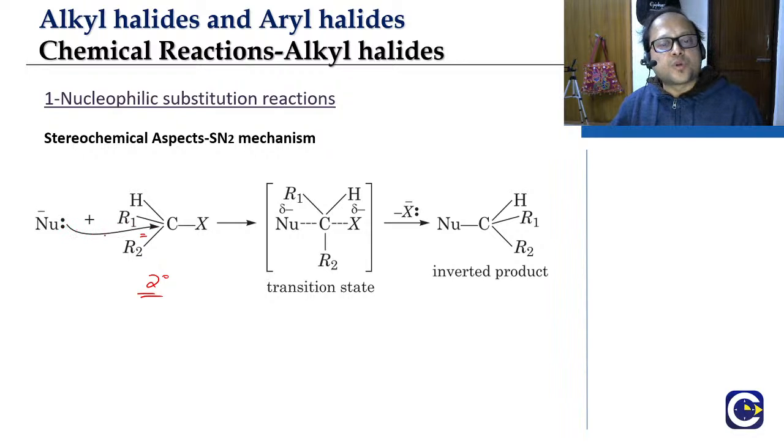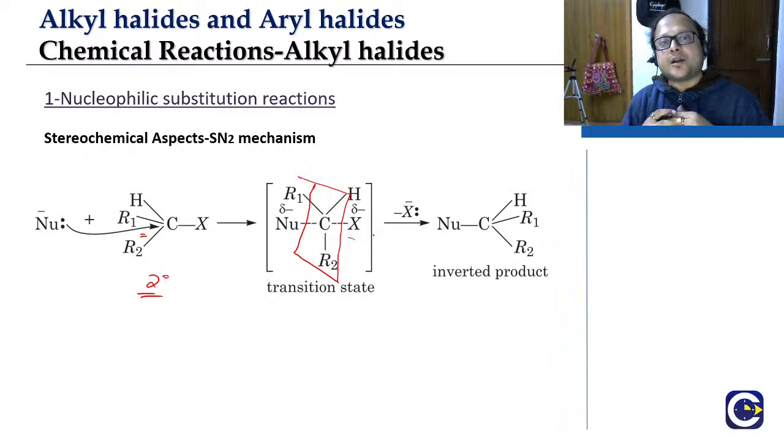So once it approaches the carbon, these three groups, hydrogen, R1 and R2, will straighten up, right? So this is like one single plane, and both nucleophile and halide are on opposite sides of this plane. While one is attaching itself, forming a better bond, your halide ion is withdrawing itself. It's snapping its ties with carbon.